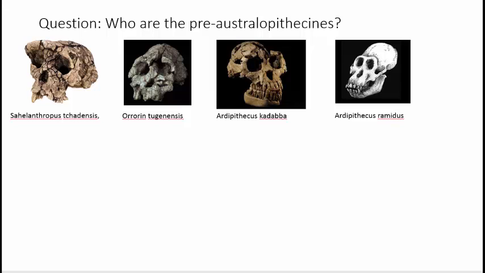Orrorin tugenensis was discovered in East Africa and dates to 6 million years ago. It had curved phalanges, which suggests that while bipedal, Orrorin continued to use the trees. Ardipithecus kadabba and Ardipithecus ramidus were found in East Africa and date between 5.8 to 4.4 million years ago. These fossils also had curved phalanges, indicating continued use of the trees. All of the pre-australopithecines were found in wooded environments, were diverse, and were morphologically primitive.